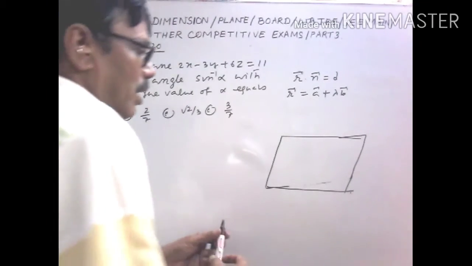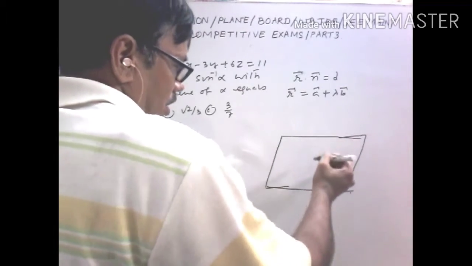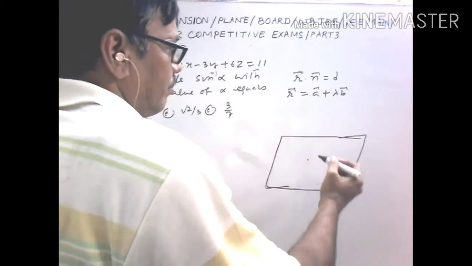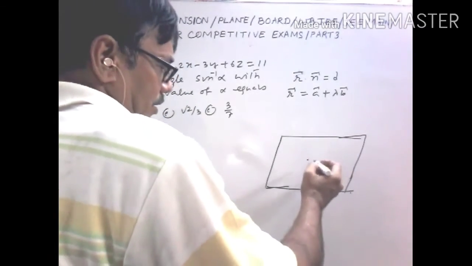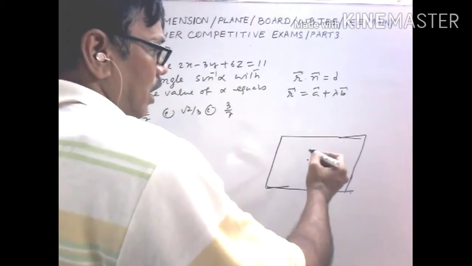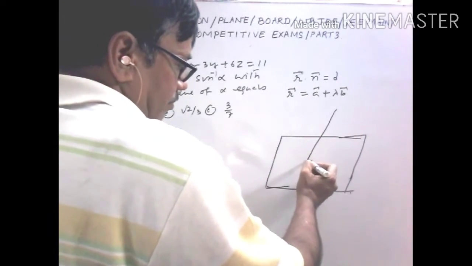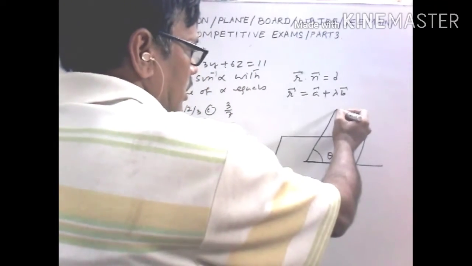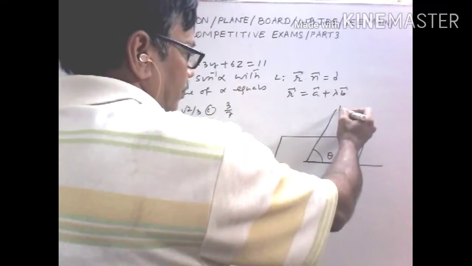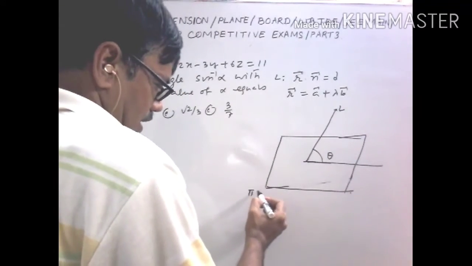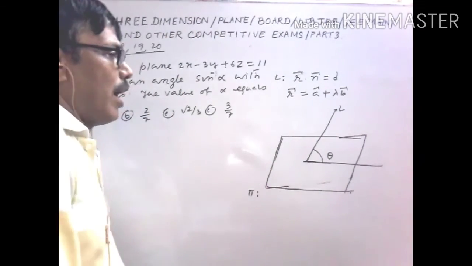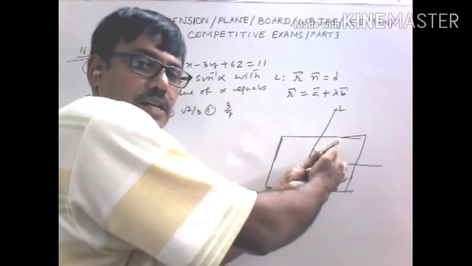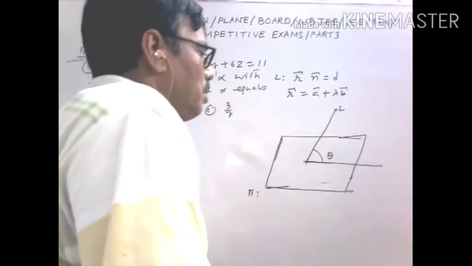So this is the plane. Suppose this one is the line. So this is the angle between plane and line. This one is theta. This is line L and this is plane pi. So the angle between plane and line, actually the figure is like that. This one is theta, this one is theta.